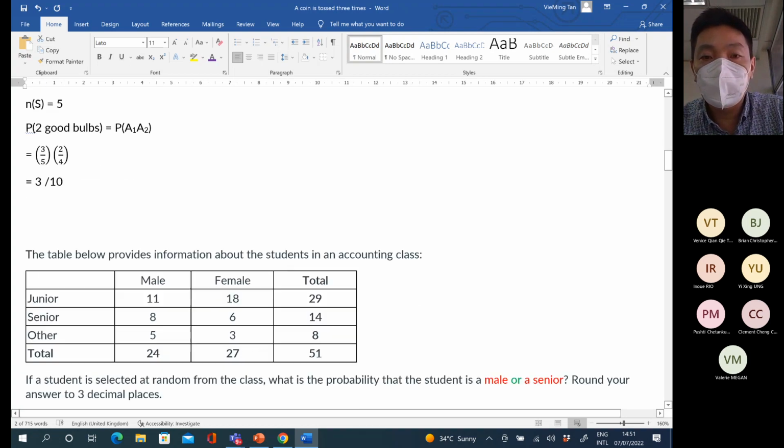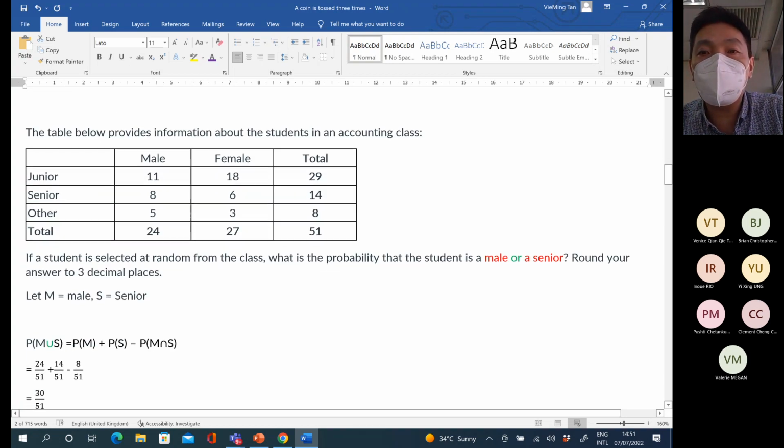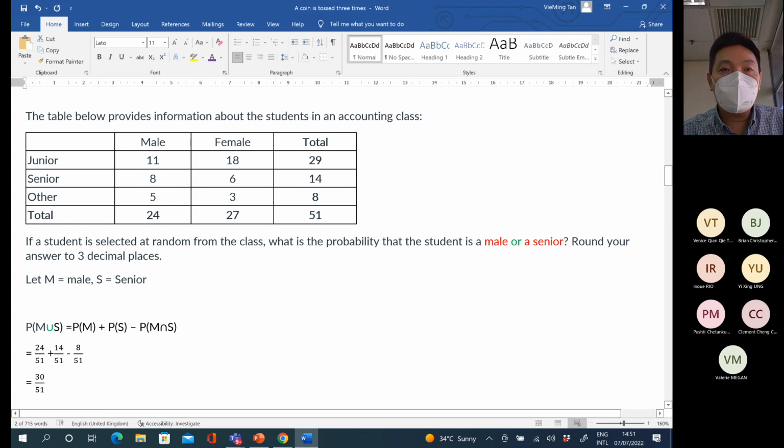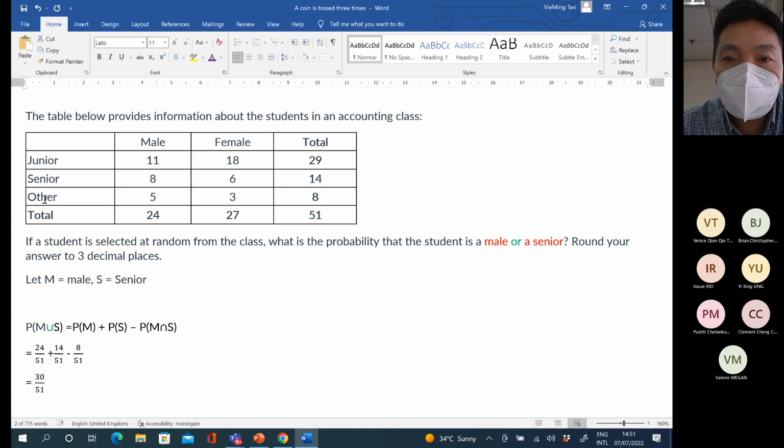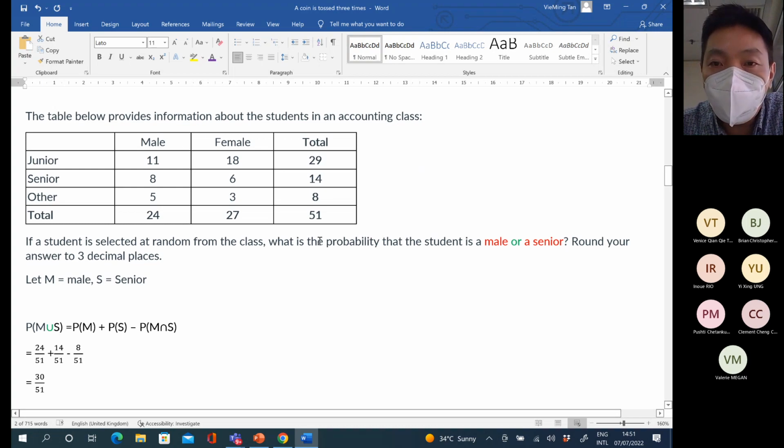Okay. Next question is a joint probability table question. So let us analyze. Let's say this joint probability table is given. Now you're asked to calculate: if you choose one student randomly, in total there are 51 students in the class. This student can be classified by gender and also by accounting level. These are the two variables. In total, there are 51 students.